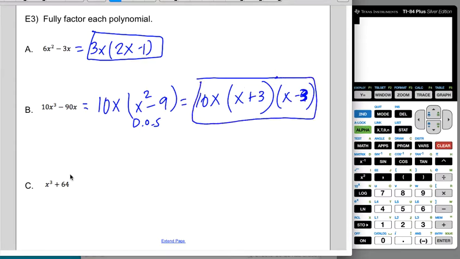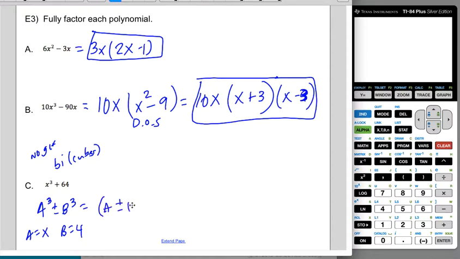All right. So for C, this is a binomial. There's no GCF, right? There's nothing in common. It is a binomial, and they're both cubes. So this is that a cubed plus or minus b cubed pattern, right? In this situation, my a is just x, and my b is a 4. The pattern is a, so keep the sign, plus or minus b, and then a squared minus or plus ab plus b squared. So keep the sign, change the sign, always a positive.